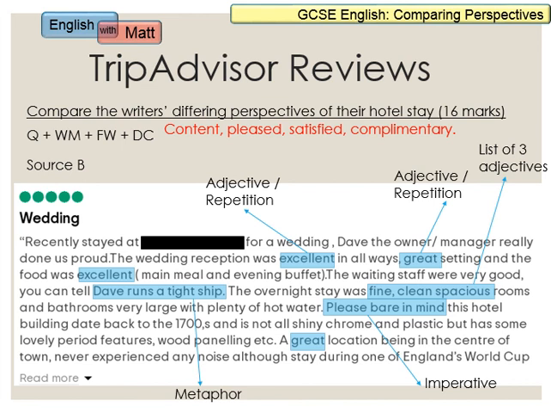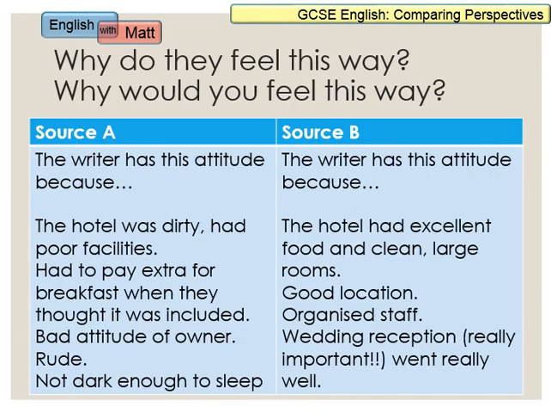Okay. We now need to think about DC, which is now starting to develop detailed comments. So what can we think about? So I've got a table here. The writer has this attitude because in source A, the hotel was dirty, had poor facilities, they had to pay extra for breakfast when they thought it was included in the overall cost. The owner was rude, perhaps, and they also say it wasn't dark enough to sleep. So we need to include that in our response as well.